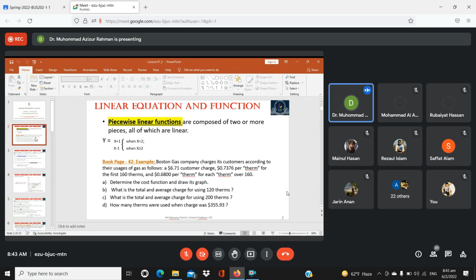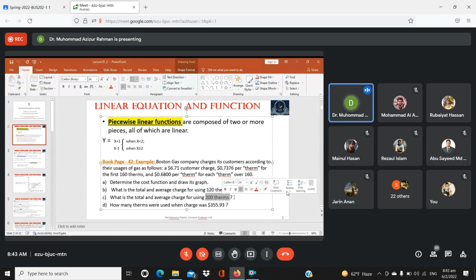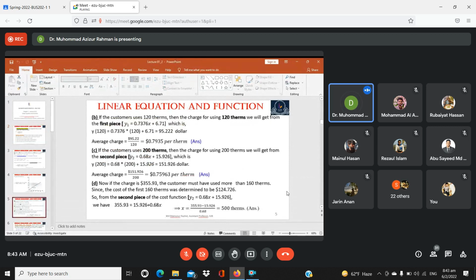Let's see part C. What is the total and average charge for using 200 therms? We will be using the second equation, right? Yes, because it is more than 160. So let's see. We'll be using the second equation, y2 equals 0.68x plus 15.926. So we put the value of x equals 200 here.